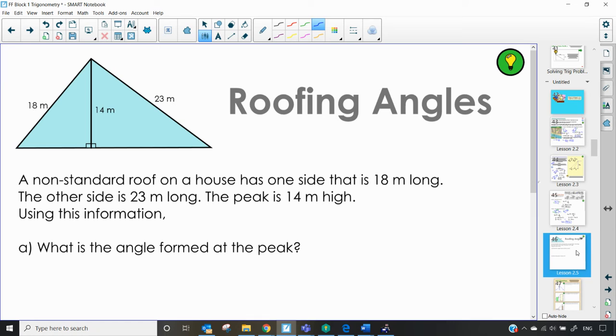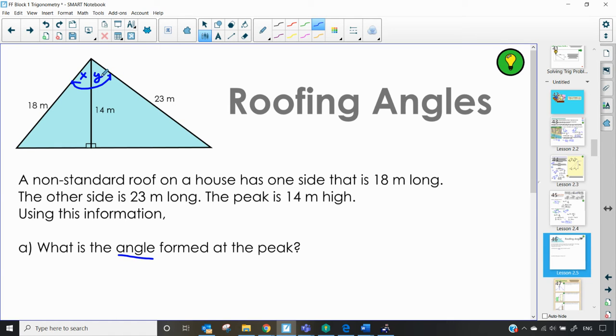All right, let's look at a question with angles here. So this question is entitled Roofing Angles. And so the question says that a non-standard roof on a house has one side that is 18 meters long, the other side is 23 meters long, and the peak is 14 meters high. So using this information, the first question we're asked is to find the angle formed at the peak. Well, this is our peak right here. And so in order to find that angle, we need to break it into two pieces.